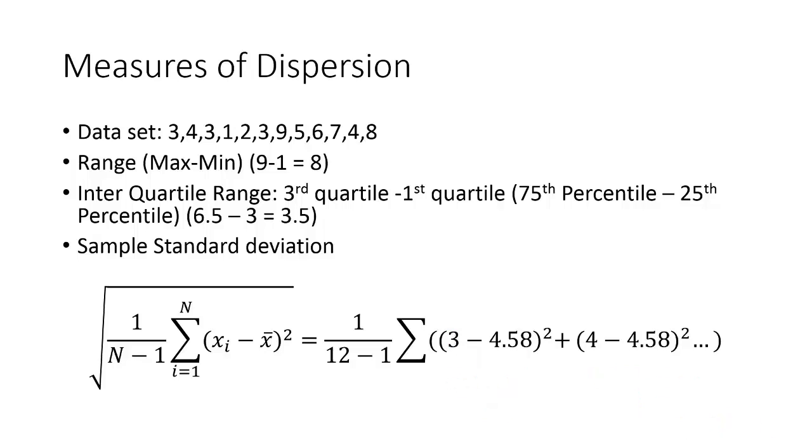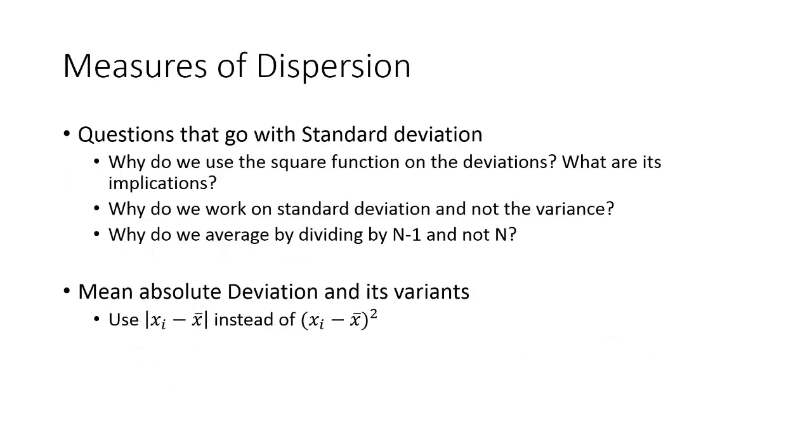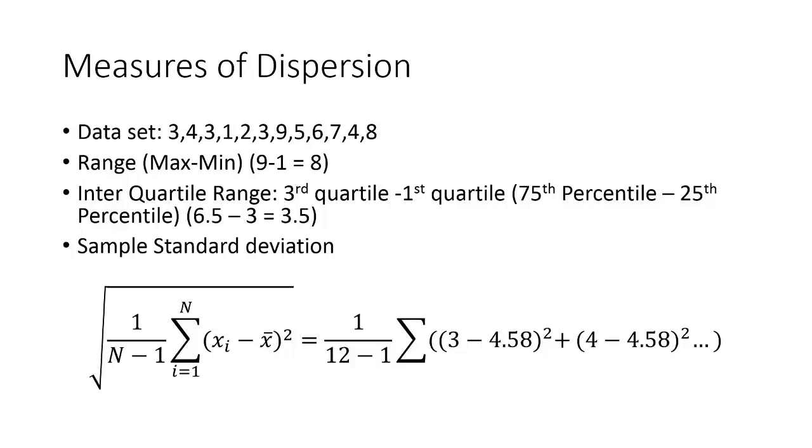Now, many people like that, and there are many contexts where that makes a lot of sense. There are some contexts where this just does not make sense. But that's one of the implications of squaring the deviations. Okay, so the second question is, why do we work with standard deviation and not the variance? So the idea is, why do we take this square root? Why not just report the variance? I mean, they're both the same function. And the answer again is fairly straightforward.